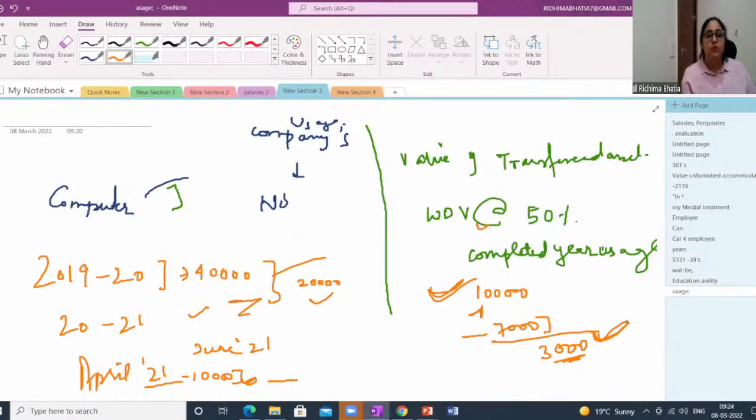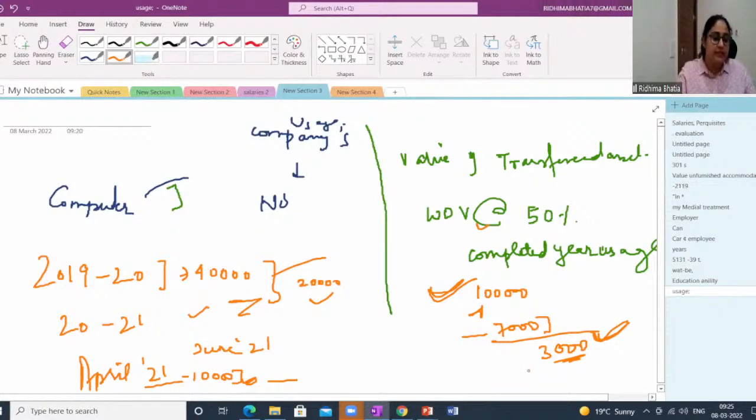So again, I'll say in case of transferring of assets, perquisite value would be, when we're talking about computer, the written down value at 50% rate for each completed year of usage. So April 21 opening value is considered. Basically, in the year in which it is transferred, calculate the opening WDV for that year. As simple as that. That would be the value of the asset transferred to be treated as perquisite. Anything recovered would be reduced.